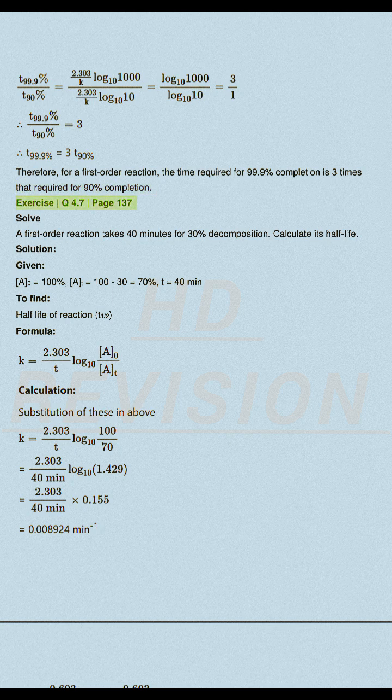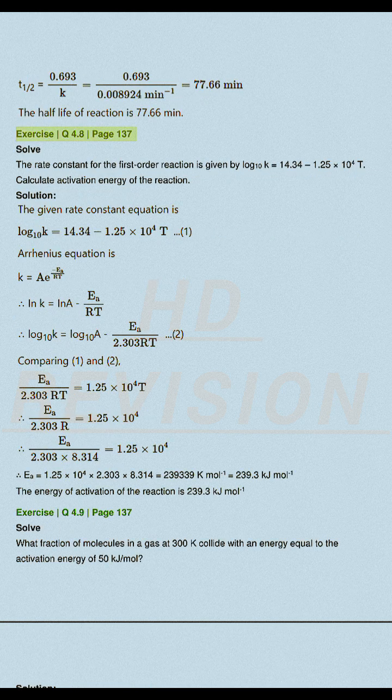Exercise Q 4.7, page 137. Solve. A first-order reaction takes 40 minutes for 30% decomposition. Calculate its half-life. Solution. Given [A]0 equals 100%, [A]t equals 100 minus 30 equals 70%, t equals 40 minutes. To find the half-life of the reaction, t1/2. Formula.